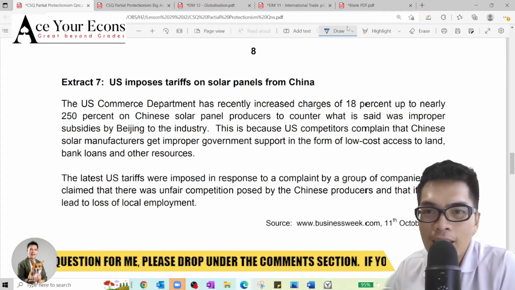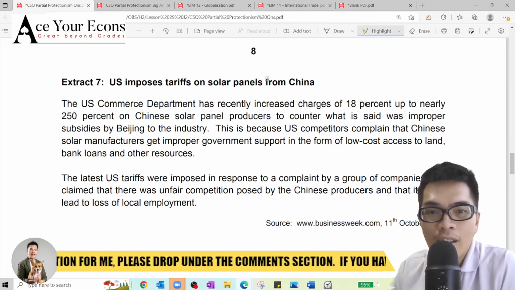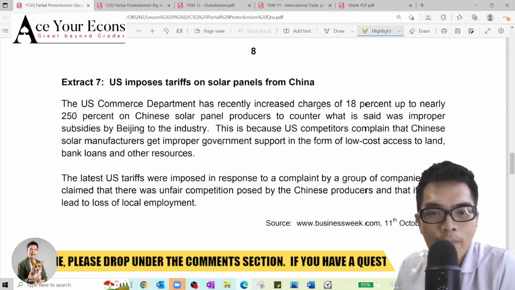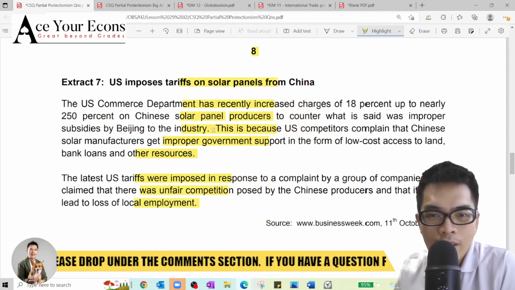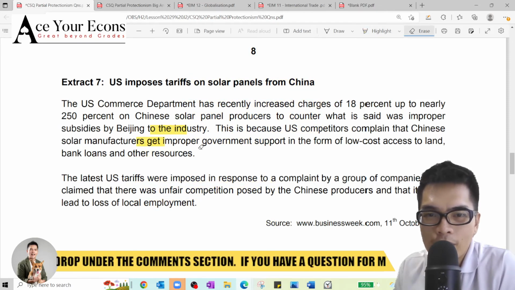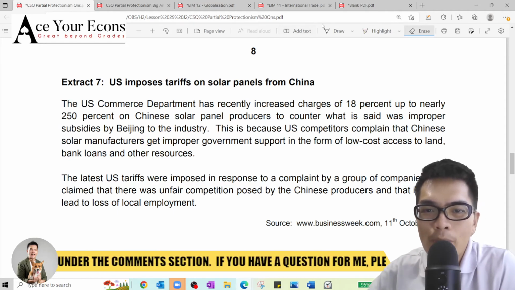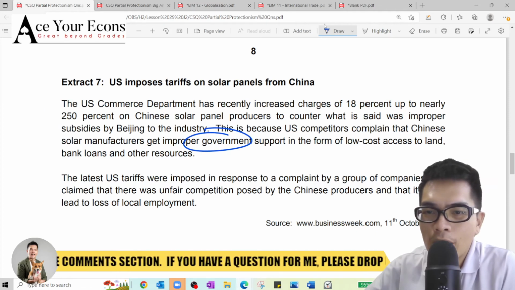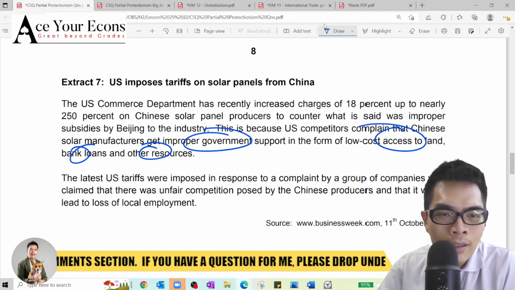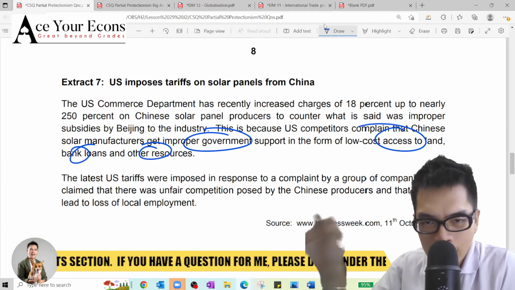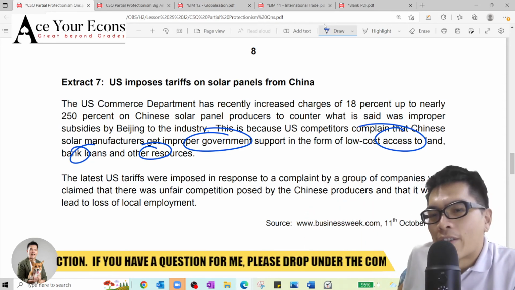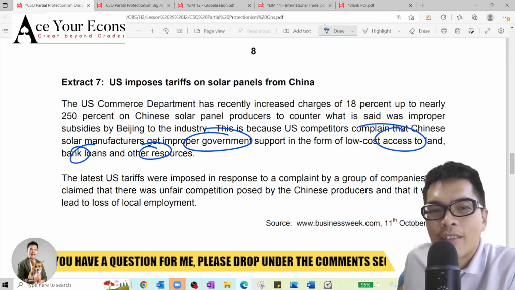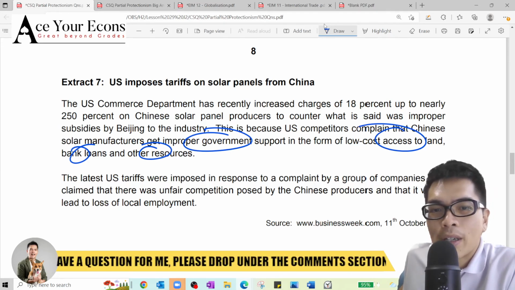So you can see here, interestingly, US competitors complain that Chinese solar manufacturers get improper government support. Improper government support in the form of low cost access to land, bank loans, and resources. What concepts were all these circled ones? What do they cover? Just now we covered this concept earlier on. What was the particular concept where there's a form of improper government support?